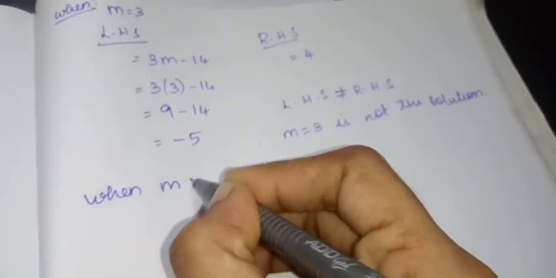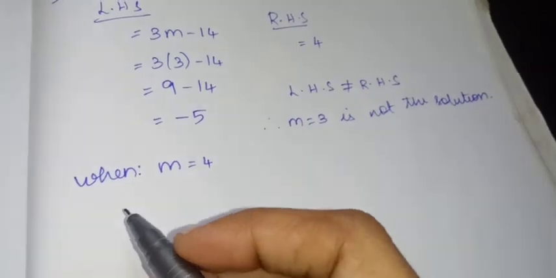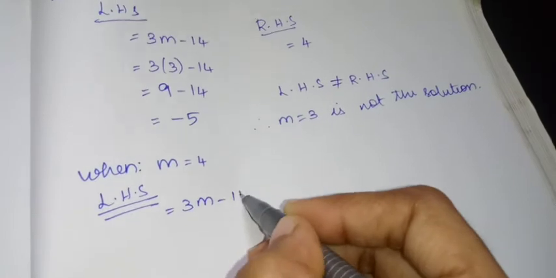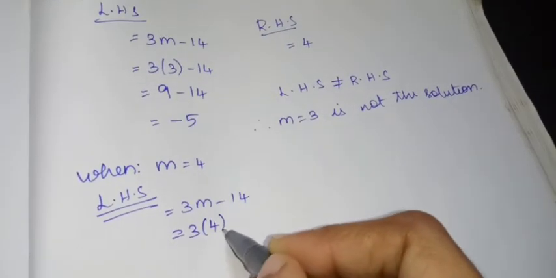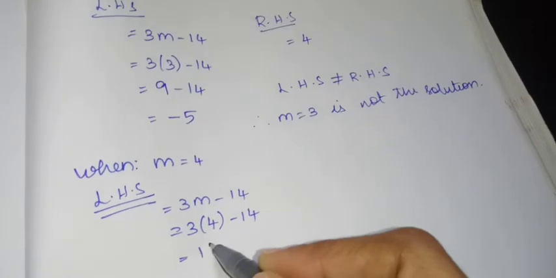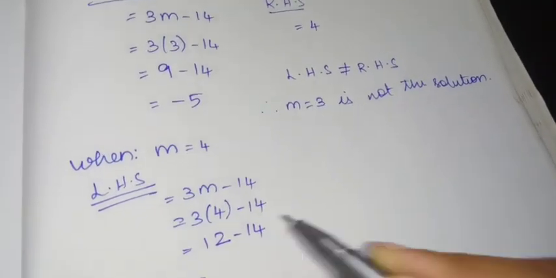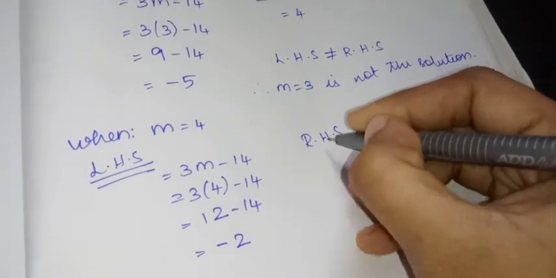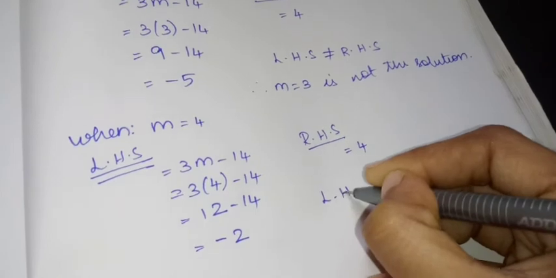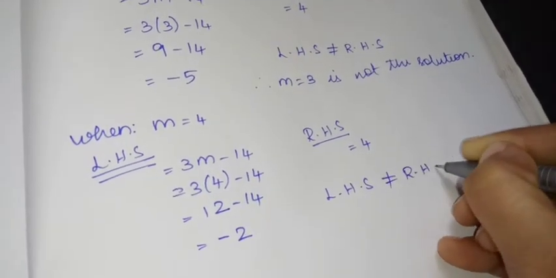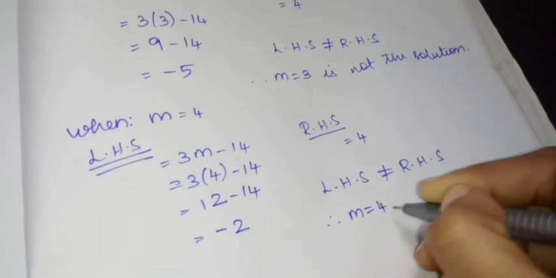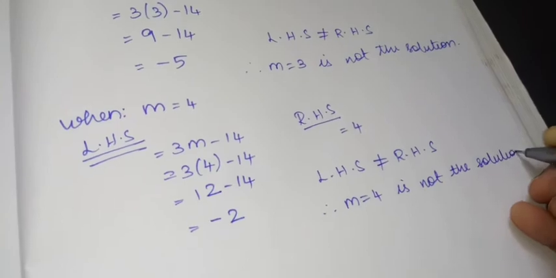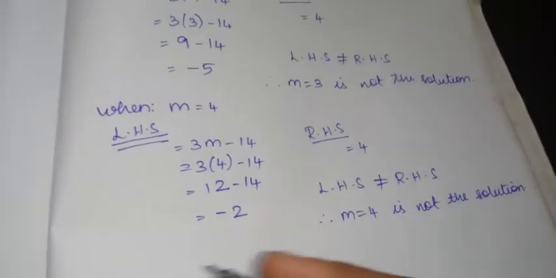When m is equal to 4, LHS is what? 3m minus 14. 3 into 4 minus 14. 4 3s are 12 minus 14. 12 minus 14 is minus 2. RHS is 4. LHS is not equal to RHS. Therefore, m is equal to 4 is not the solution.